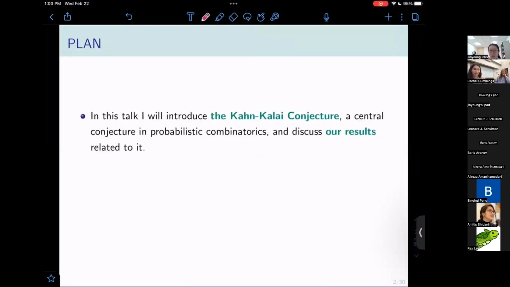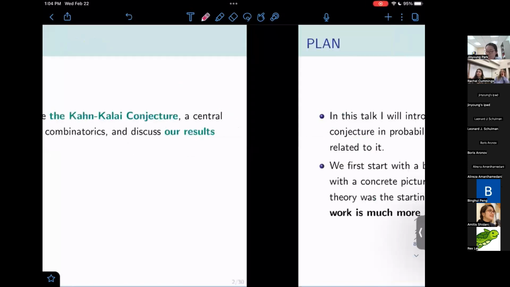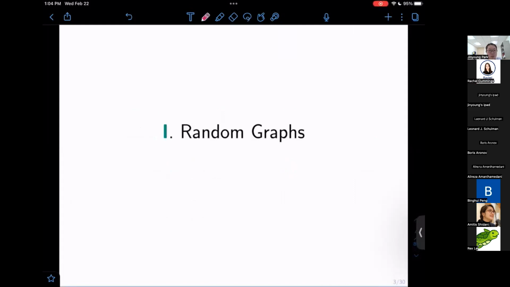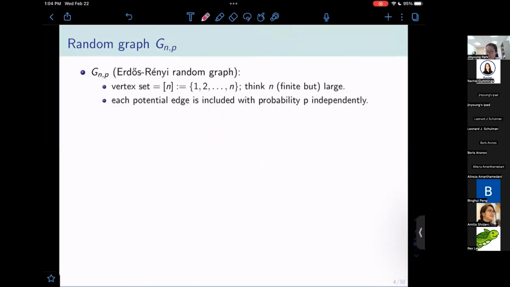Okay, so in this talk, this is my plan. I'll introduce the Kahn-Kalai conjecture, which is a central conjecture in probabilistic combinatorics, and then we're gonna discuss our results related to this conjecture. And for that, we first start with a brief introduction to random graphs, just to begin with a concrete picture in mind. And also historically, random graph theory was the starting point for our story. Well, later we'll see that the setting of our work is much more general. So let me start from random graphs.